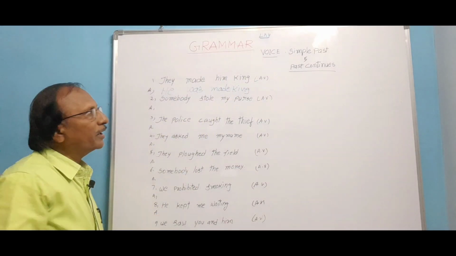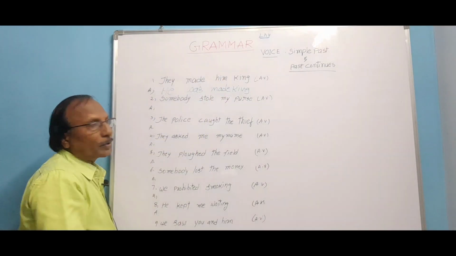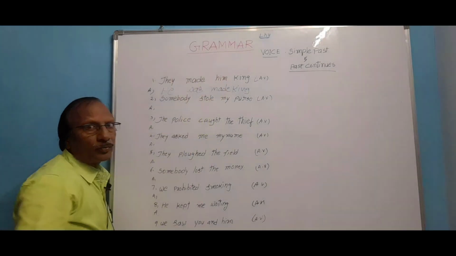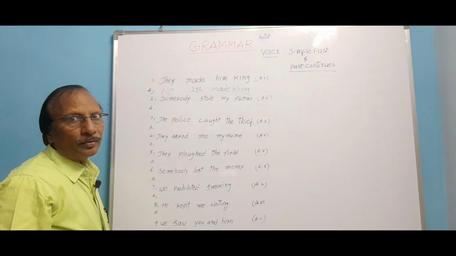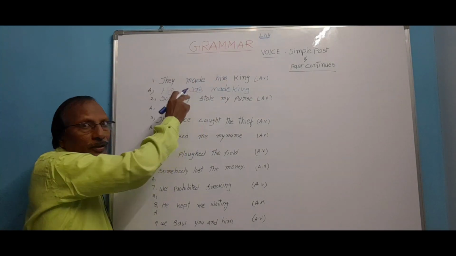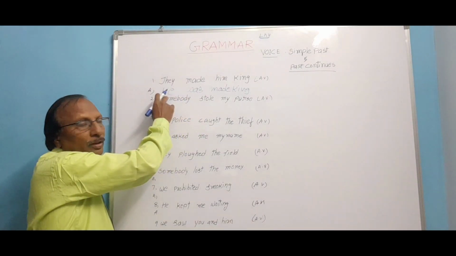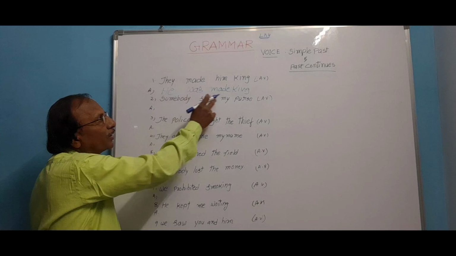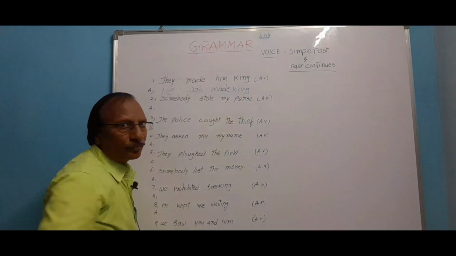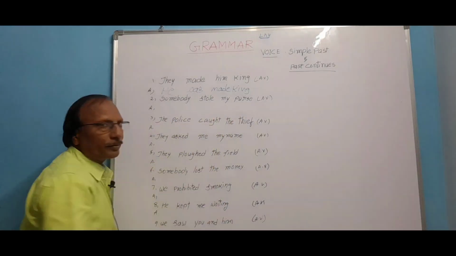Look here, they made him king. Here they is the subject, made the verb, him the object. Him is changed into he. Suppose her is there, it will be changed into she. So here him is changed into he, and then as it is a sentence based on past tense, was, third person singular, that is why we have written was. He was made, make, made. He was made king.